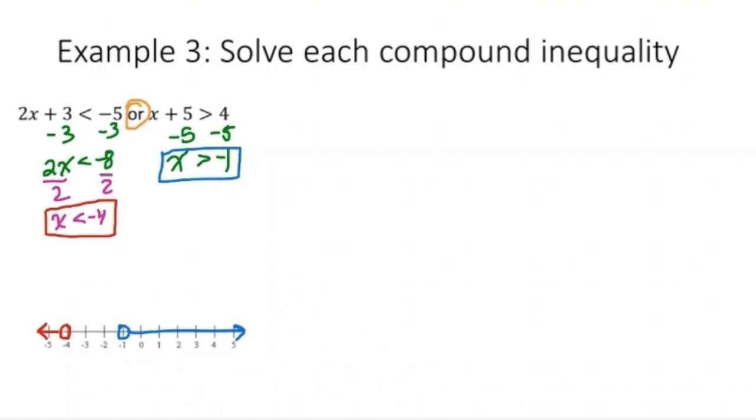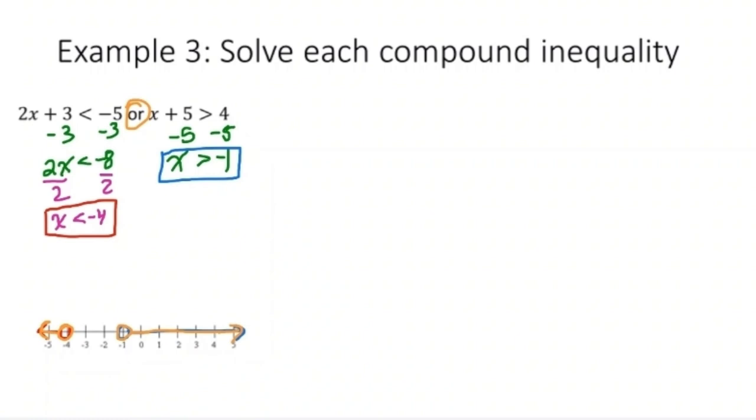Our keyword here is the word or. So our solution to the compound inequality linked together by or are going to be numbers that are solutions to at least one of the two inequalities. Well, taking a look at our graph, anything in blue is a solution to the second inequality, while anything in red is a solution to the first inequality. So highlighting both of those in orange, that would represent the solution to our compound inequality.